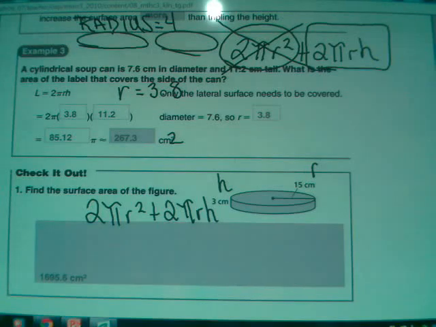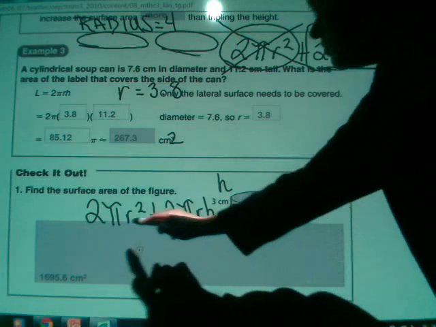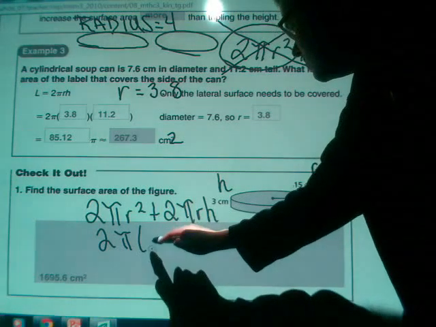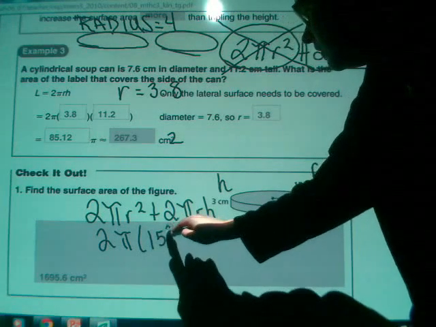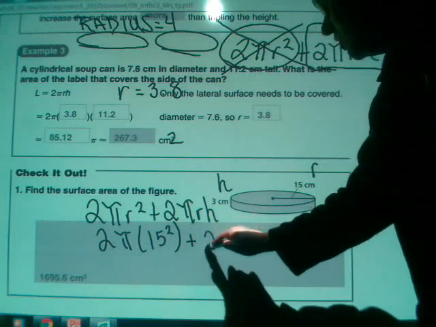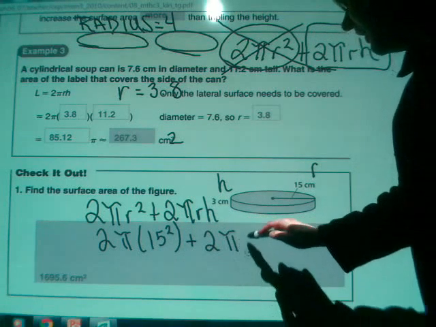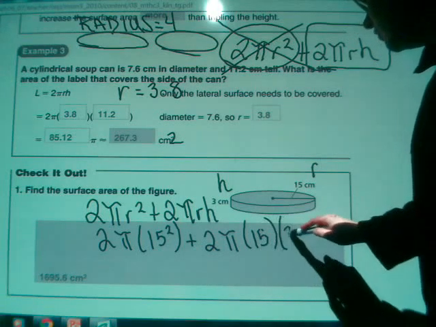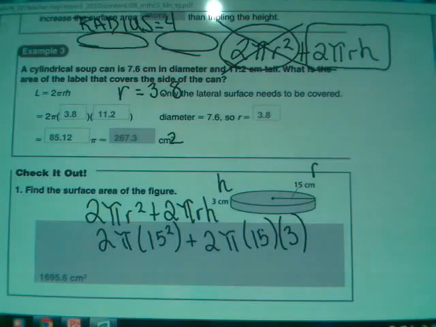So let's go ahead and do that, and we'll write our answer with and without pi, just so we can see that one more time here. So this is 2 times pi times the r number squared, 15 squared, plus 2 times pi times the r number, which is 15, times the h number, which is 3.